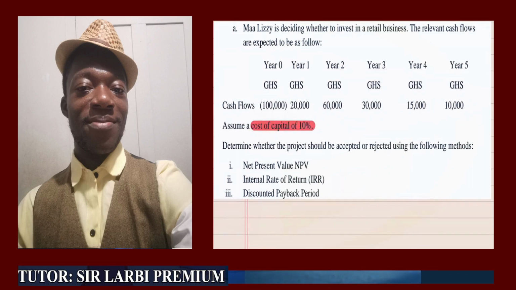We are asked to determine whether the project should be accepted or rejected using the following method. If you have read the part where we already discussed the net present value, that link will be provided in the description of this video so that you can watch that on the net present value.